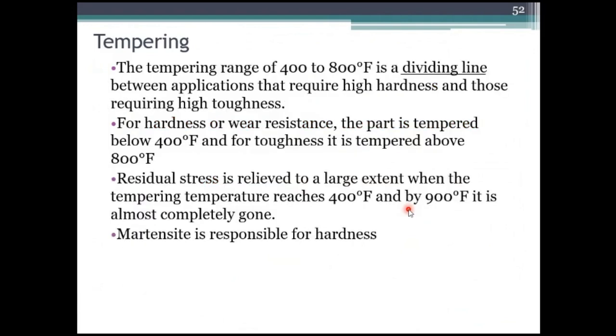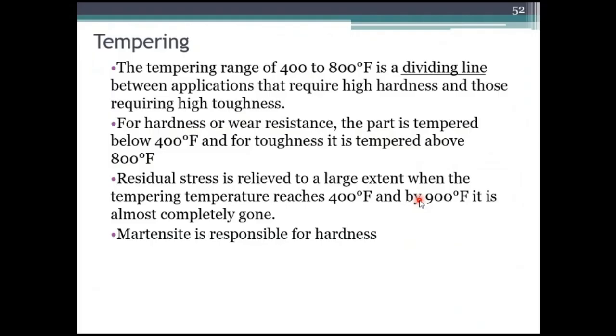Usually this temperature range will be from 400 to 800 degrees Fahrenheit, as I told, mainly to get higher hardness and higher toughness. So for hardness and wear resistance, you will be heating to below 400 degrees, and for tempering we will be heating it to above 800 degrees Fahrenheit.